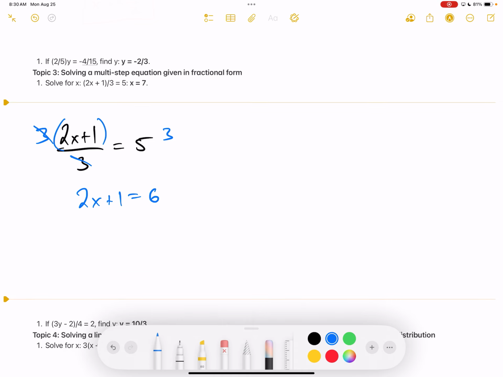Anytime there's a fraction, if you multiply by the LCD, it'll make it go away. So now I'm going to subtract 1 from both sides and divide by 2.